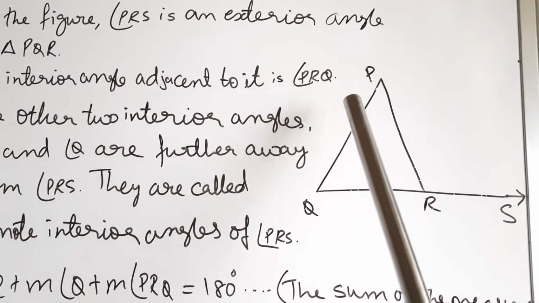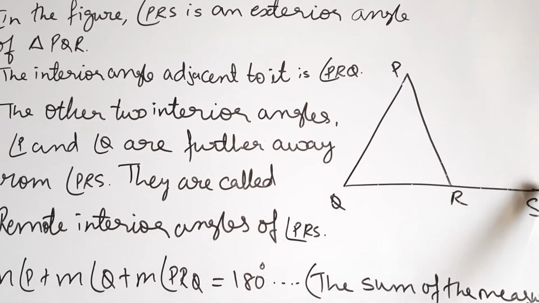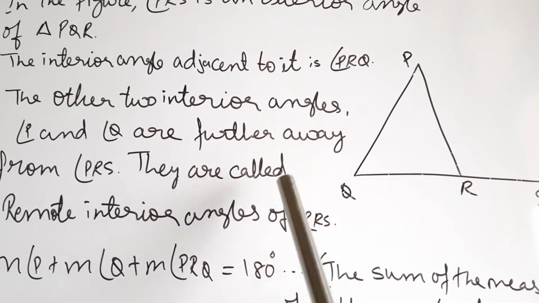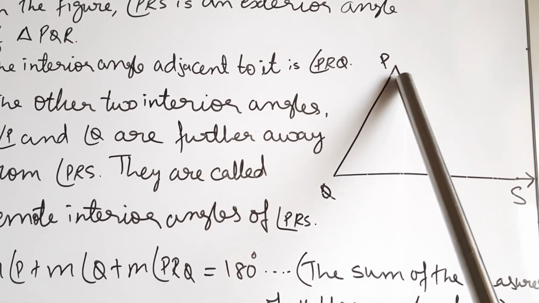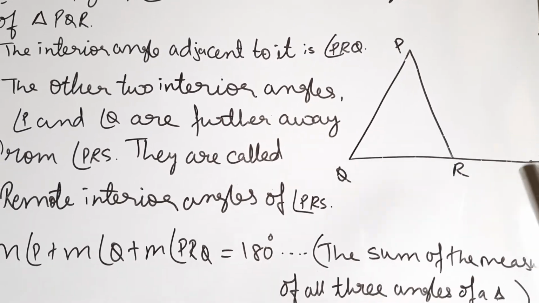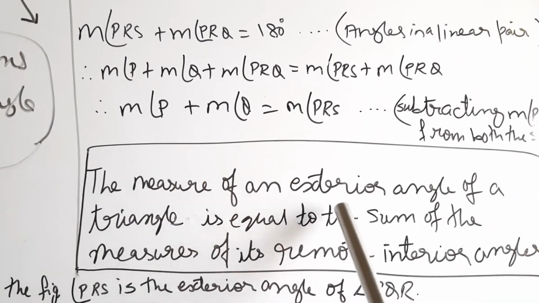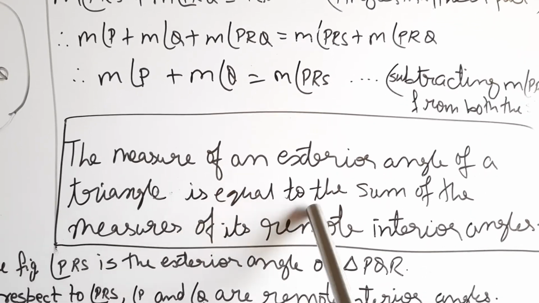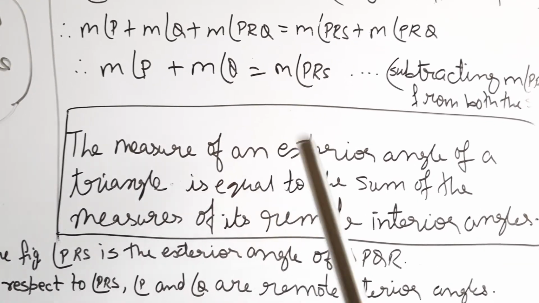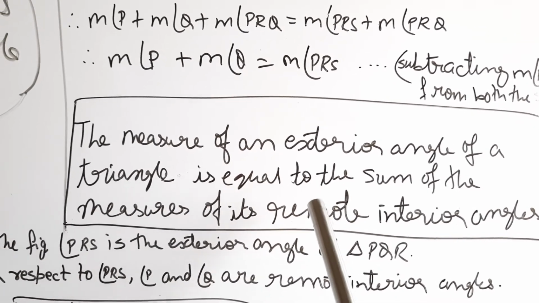So see what we have got. Look at the figure. Measure angle P plus measure angle Q is equal to measure angle PRS. This is the exterior angle. These two are remote interior angles. So what is proved? That the sum of the remote interior angles is equal to the measure of the exterior angle. Therefore, the measure of an exterior angle of a triangle is equal to the sum of the measures of its remote interior angles. You have to make a note of this, as all sums are solved based on this, and this is your foundation for higher classes.